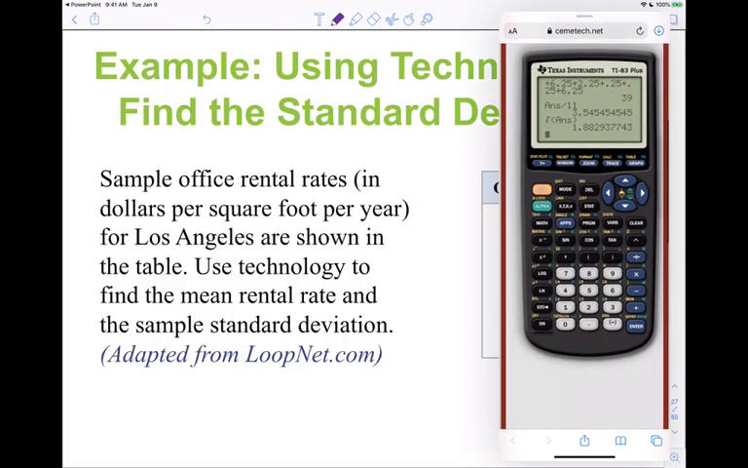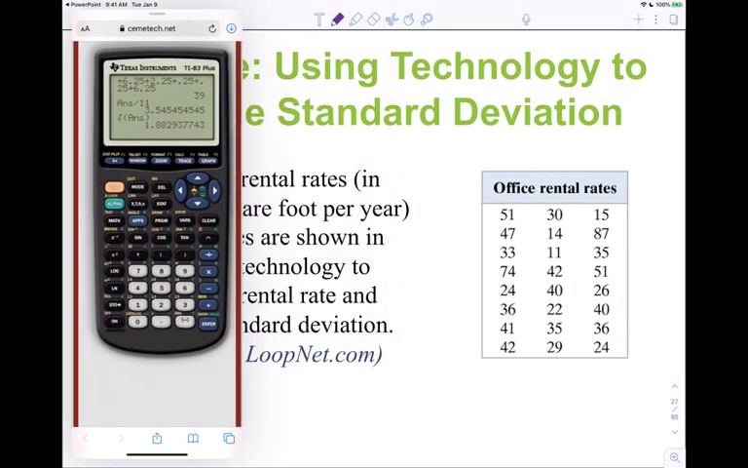All right. So what we're going to do, you see the orange second button and the teal green alpha button. To the right of the green, it says stat. I'm going to click on that button that says stat. I'm going to go to edit. And I'm going to type in all this data, right? So we have 51. Let's go 47, 33, 74, 24, 36, 41, 42.